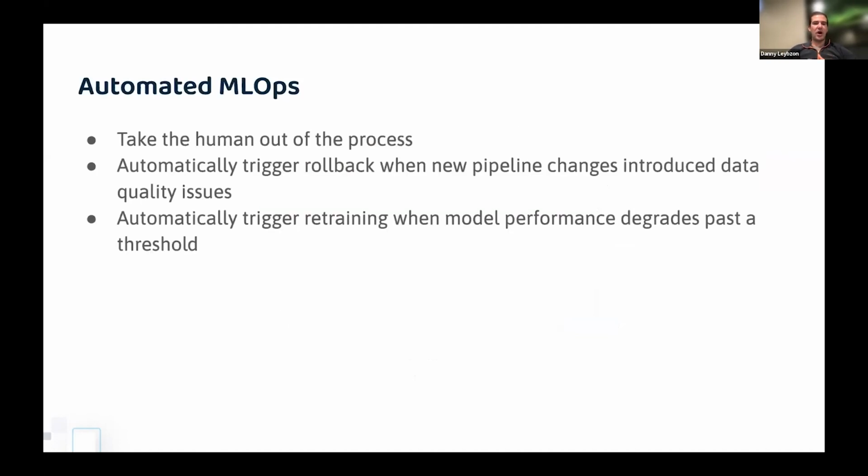So with automated MLOps, we can take the human out of the process. We can automatically trigger rollbacks when a new pipeline change is introduced, or automatically trigger retraining when there is some kind of model performance degradation. So hopefully this all makes sense. If it doesn't, if you have questions or concerns, super happy to answer them.